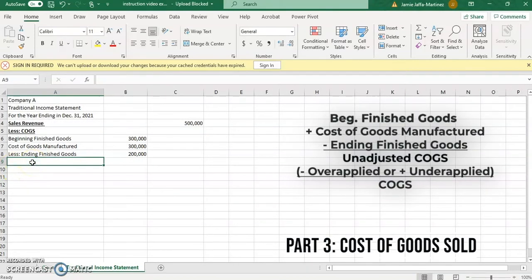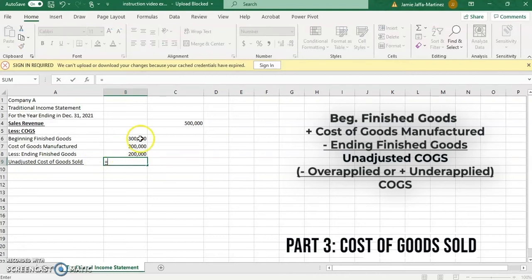Next is figuring out our unadjusted cost of goods sold. The unadjusted cost of goods sold is the beginning inventory plus the cost of goods manufactured minus the ending finished goods. Here we underline it just so we can tell that's the equation of these above. Then in the B column, we do a little formula for this. We press the equal sign. Remember, it's beginning finished goods plus cost of goods manufactured minus ending finished goods.